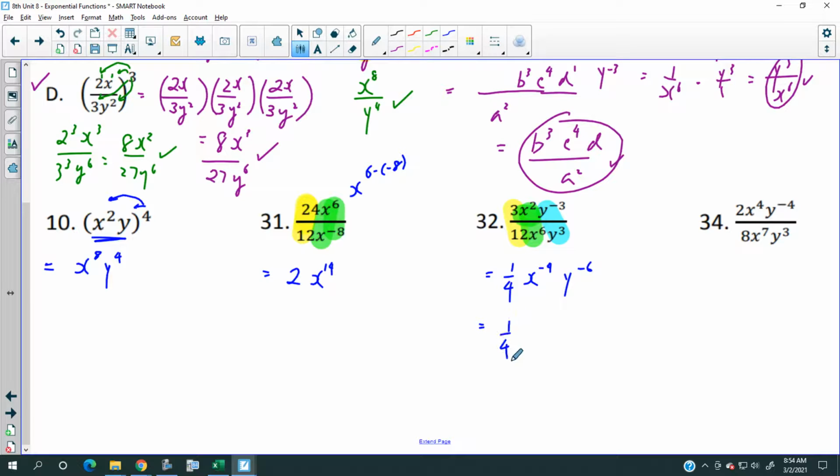Now we're going to start worrying about what the final answer should look like. So I still have my 1/4, but I'm not going to touch that. x to the negative 4 is 1 over x to the 4th power. y to the negative 6 is 1 over y to the 6th power. After all this, it's 1 times 1 times 1, and then 4, x to the 4th, y to the 6th.